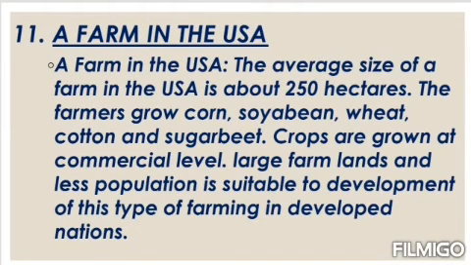The next one is a farm in the USA. The average size of a farm in the USA is about 250 hectares. The farmers grow corn, soybean, wheat, cotton and sugar beet. Crops are grown at commercial level. Large farmlands and less population are suitable for development of this type of farming in developed nations.